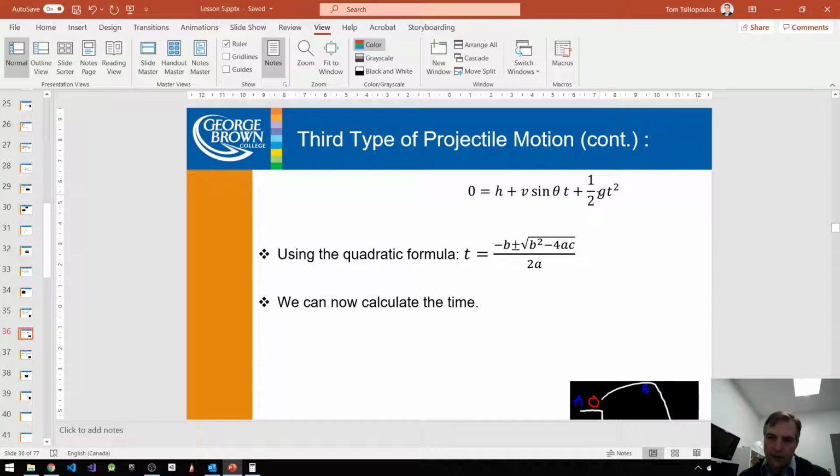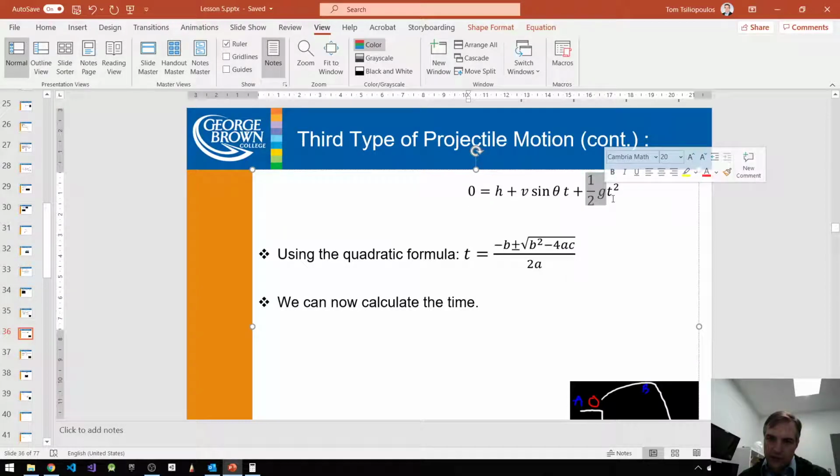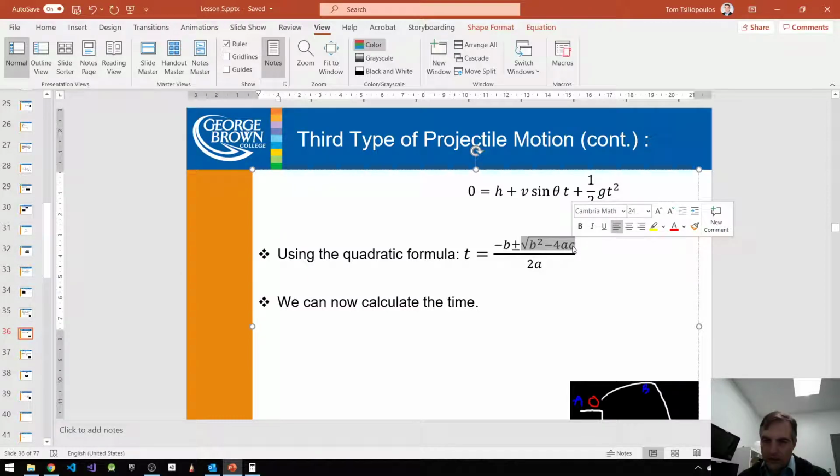Alright, but then if you look at this, how do we plug this stuff in? Well, we know that this term here would be the a term. So anything that has a in it, we would replace with 1/2 g. Here you can see that this would be the b term, so anywhere b is, take the v sine theta term and put it in there. And then this would be the c term, so we take the c term and plug it in right here. It's the only place that it can be put. Once we've done that, we solve this little formula, and then we've got time.